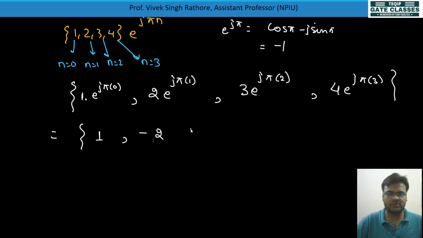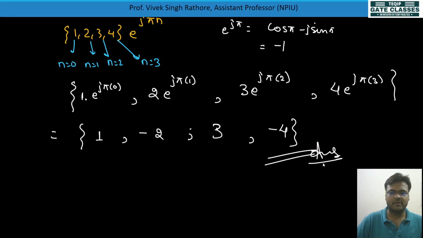Next value is 3 e to the power j 2 pi. e to the power j 2 pi is nothing but cos 2 pi minus j sin 2 pi. It will be again 1 only, so 3 into 1 is 3 only, no problem. And here e to the power j 3 pi means cos 3 pi minus j sin 3 pi, and that will be minus 1, so 4 into minus 1 is minus 4. So this is your answer.